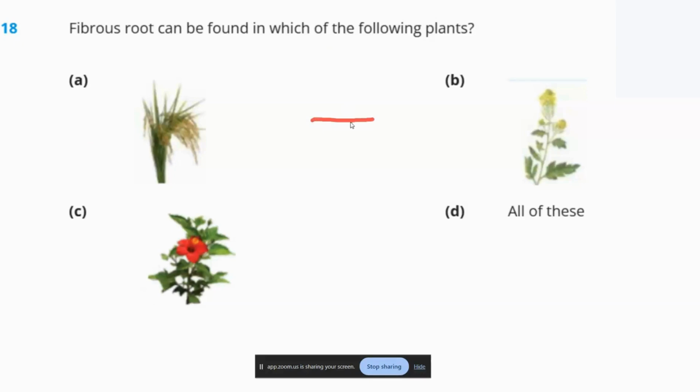Next, fibrous root can be found in which of the following? Fibrous roots don't have a main root and their roots are all coming out from a single point. So where do we see such kind of roots? We see it in the wheat plant. Okay. Yes. So option number A is our right answer. This flower as well as this hibiscus flower both have tap root. Only the wheat plant has a fibrous root. So option number A is our right answer.